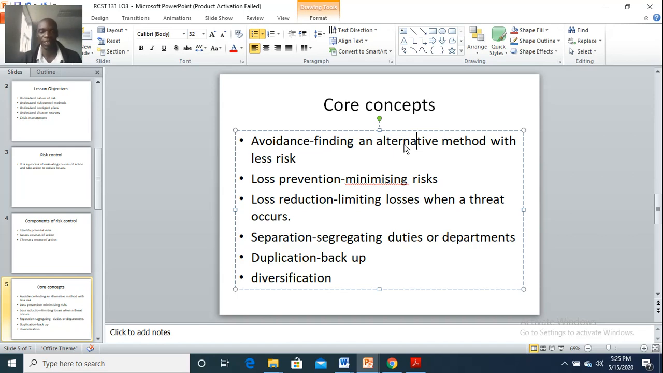Then loss prevention: you find a way of minimizing or stopping the risks. First we are avoiding, now we are stopping the risks. Then loss reduction: we cannot stop them, but we want to find a way to cut costs in the event that it happens. What is the lowest possible way to solve this? Separation.